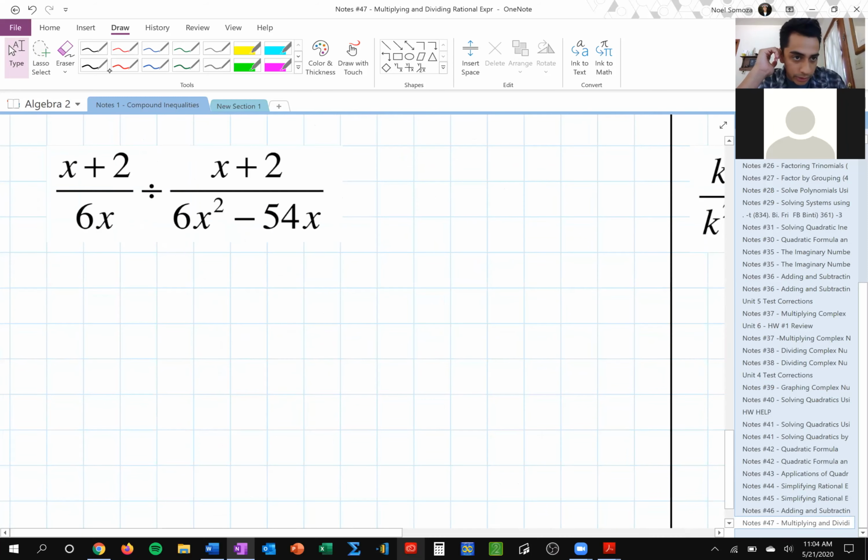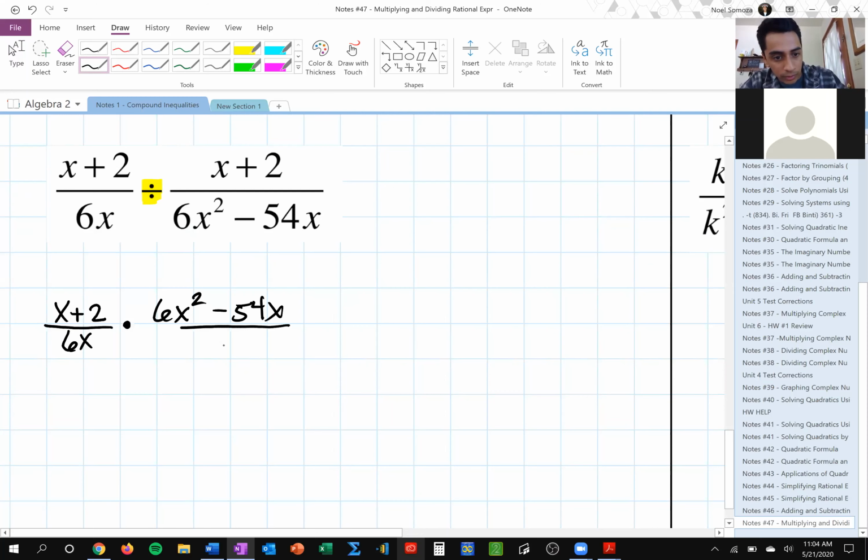All right, so here, same idea, right? Let's start with x plus 2. Bring that down all over 6x. Okay, 6x is a monomial. There's nothing to really factor out of that at the moment, so we're just going to leave it at 6x. All right, divided by... we're going to want to do a product, and then we're going to flip, right? So now it's 6x squared minus 54x all over x plus 2.